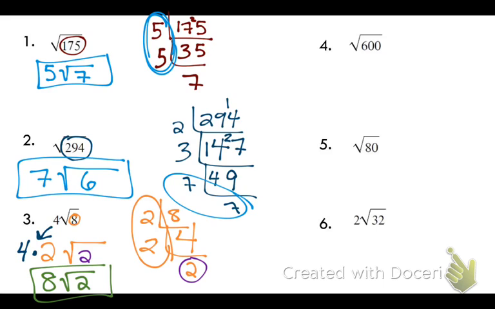I'm confused about the 4. The 4? Yeah. The 4 was already here. So I just brought it down. Whenever there's a number already outside, you still keep it. You just multiply whatever comes out from the radical, you multiply them together.